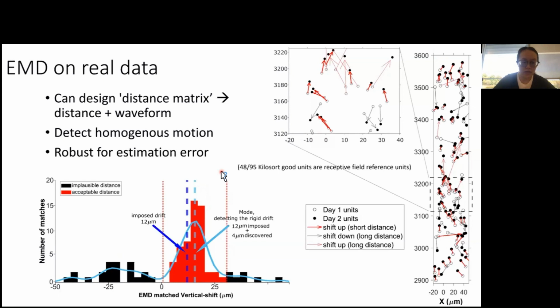So this is the real data set. The layout of this data set is much like the simulation, where we imposed a 12 micron upward drift on the second data set indicated by the closed circles here.